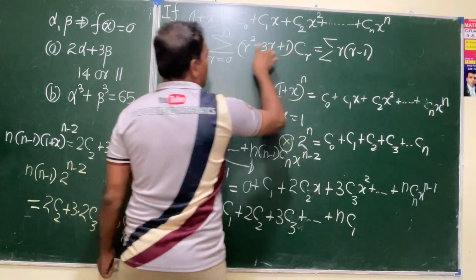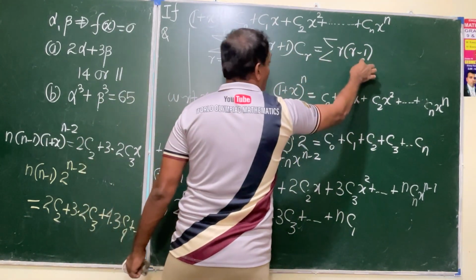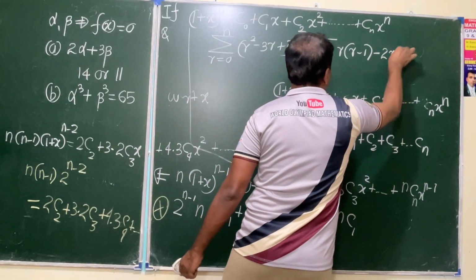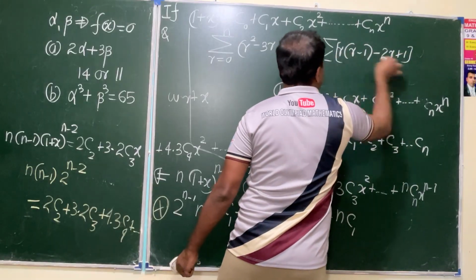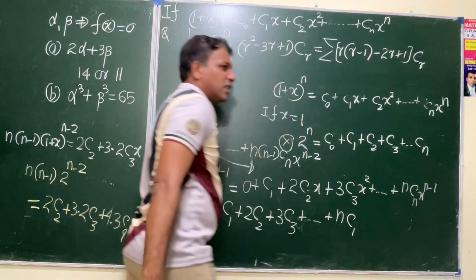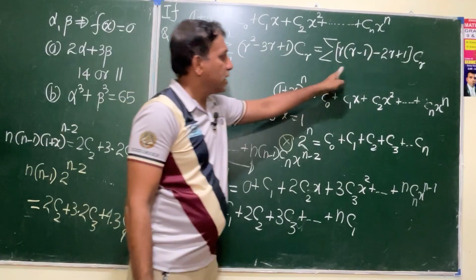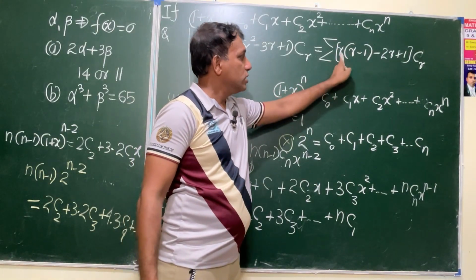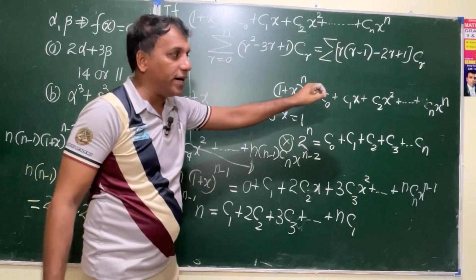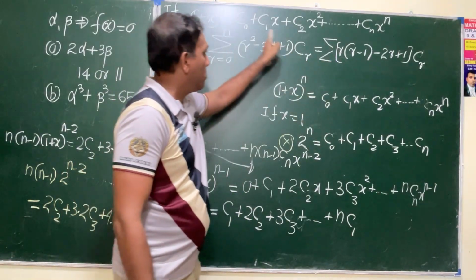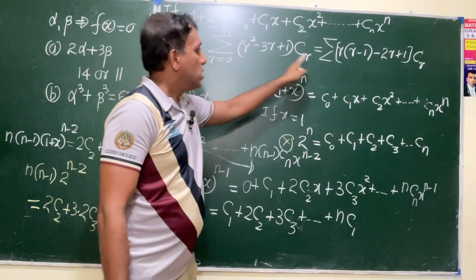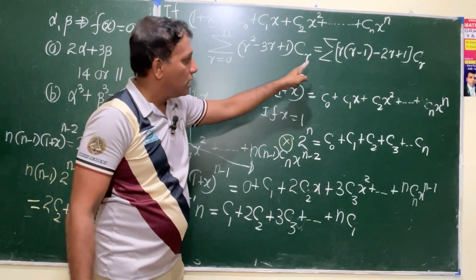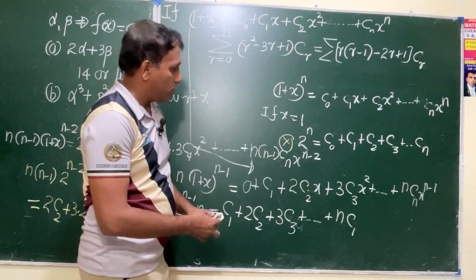So r squared there, minus r, but minus 3r, therefore minus 2r plus 1, completely times Cr, right? The first step is very important. So I can write this as r into r minus 1, and you simplify the problem: r squared minus r minus 2r, right? Yes, plus 1. Okay, right.